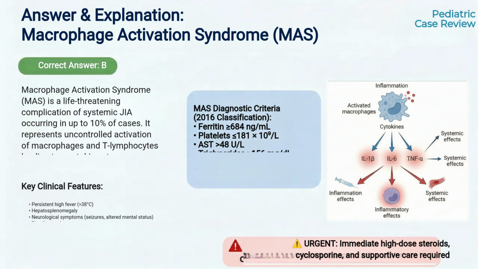Key clinical features include persistent high fever above 38 degrees Celsius, hepatosplenomegaly, neurological symptoms including seizures and altered mental status, bleeding tendency, and shock with multi-organ failure. Urgent treatment, immediate high-dose steroids, cyclosporin, and supportive care are required. This is a medical emergency.